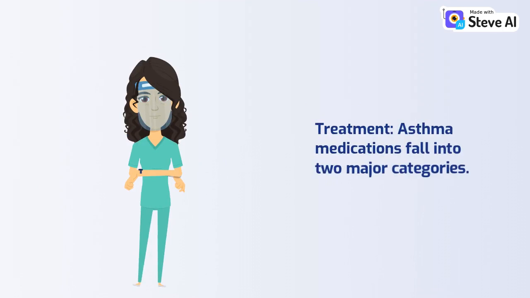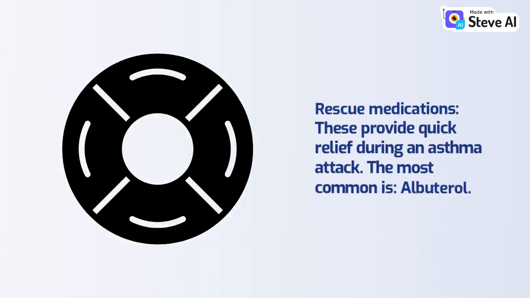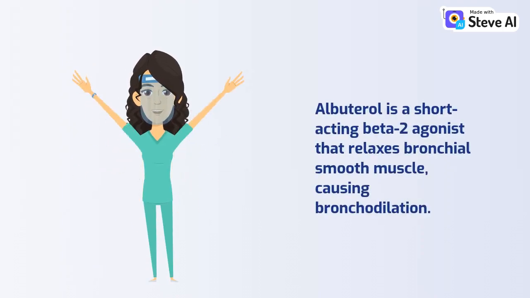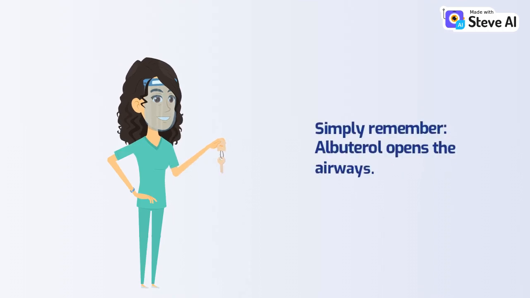Treatment: asthma medications fall into two major categories. Rescue medications: these provide quick relief during an asthma attack. The most common is albuterol. Albuterol is a short-acting beta-2 agonist that relaxes bronchial smooth muscle, causing bronchodilation. Simply remember, albuterol opens the airways.